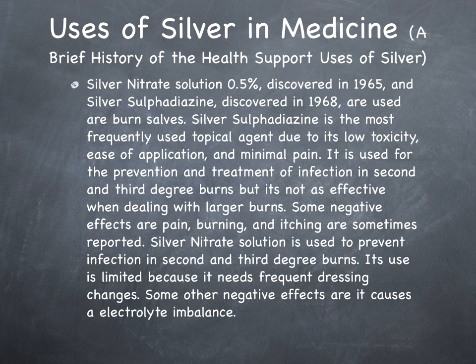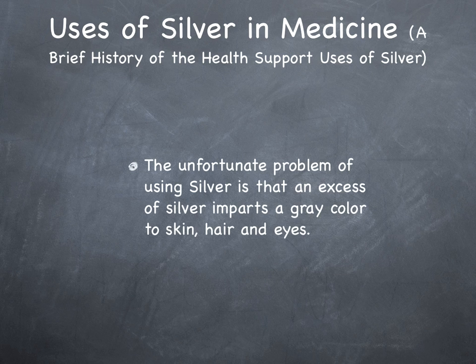Silver nitrate solution is used to prevent infection in 2nd and 3rd degree burns. Its use is limited because it needs frequent dressing changes. Some other effects are that it causes an electrolyte imbalance. The unfortunate problem of using silver is that an excess of silver imparts a gray color to skin, hair, and eyes.